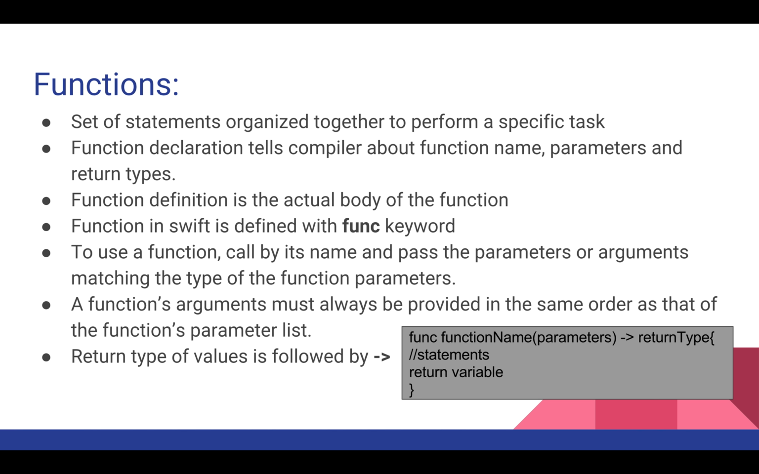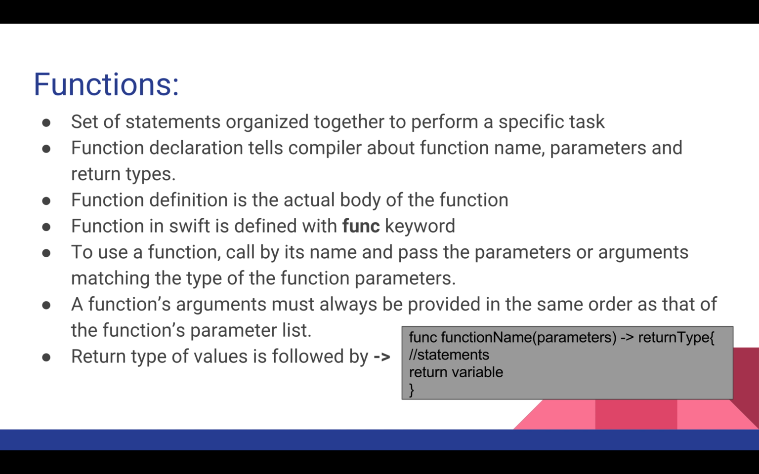Functions. A function is a set of statements organized together to perform a specific task. You give a function a name that identifies what it does, and this name is used to call the function to perform its task when needed. Function declaration tells the compiler about the function name, parameters, and return types. Function definition is the actual body of the function.